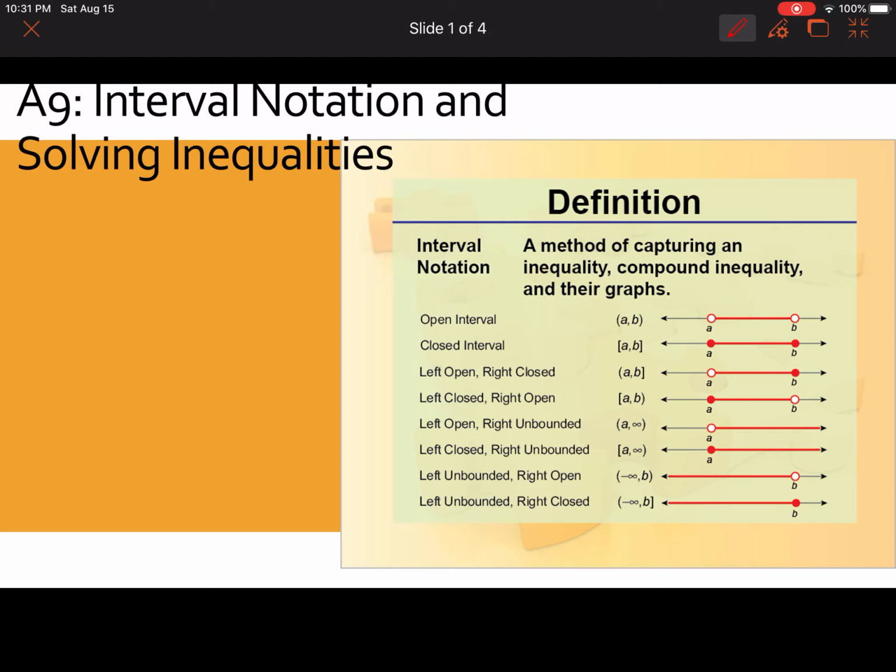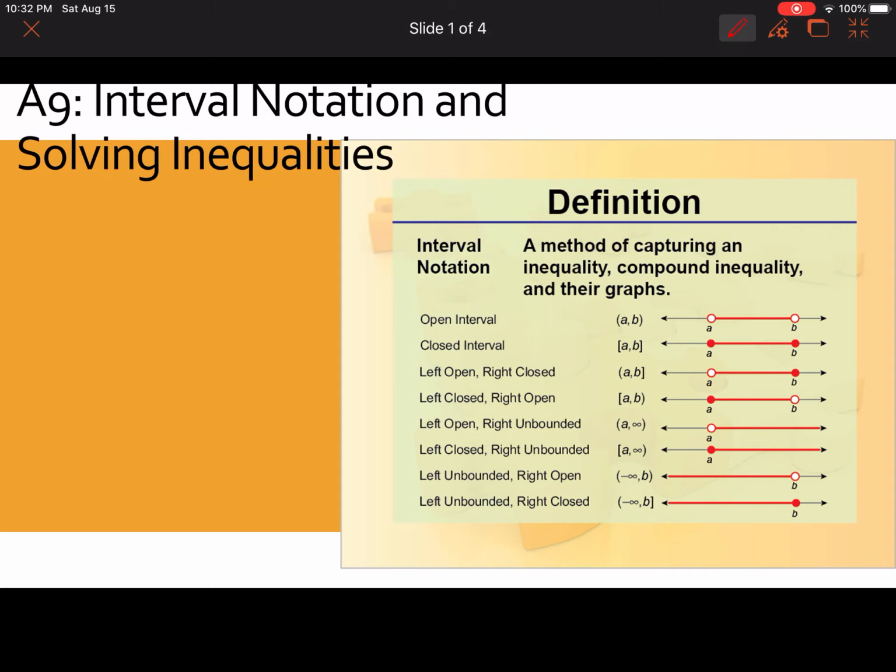This is a review of interval notation and solving inequalities. Feel free to do a screen capture. This is just a definition of what interval notation is. It's just another way to show an interval, or when x is not equal to just one number.